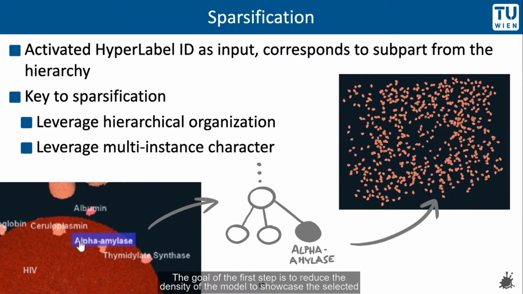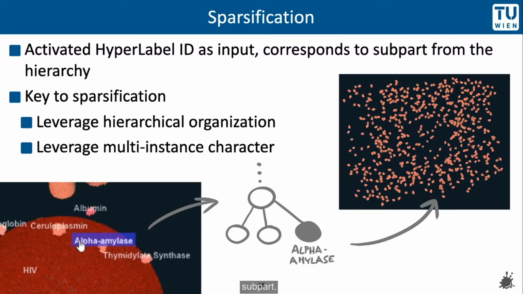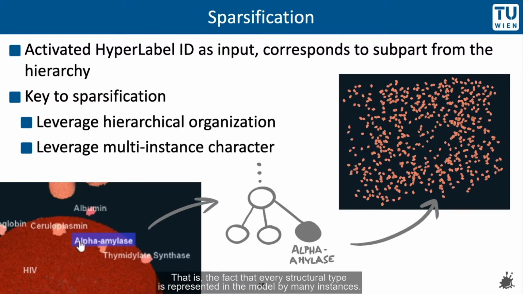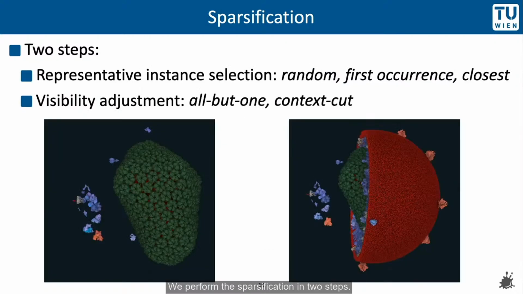The goal of the first step is to reduce the density of the model to showcase the selected subpart. More specifically, we open up the structure and show its internal components. To do so, we use the hierarchical organization. Then we take the advantage of the multi-instance character of the data. That is, the fact that every structural type is represented in a model by many instances. We perform the sparsification in 2 steps.